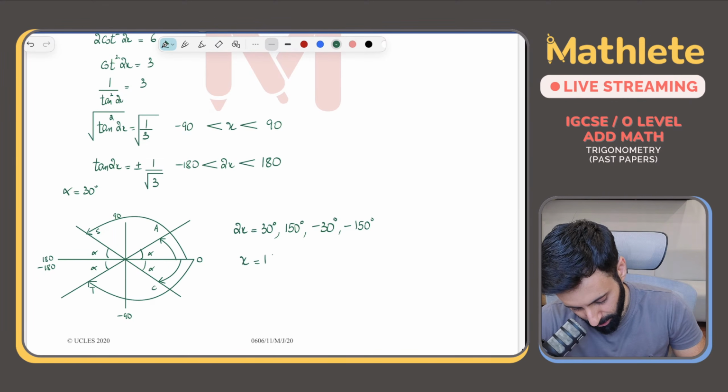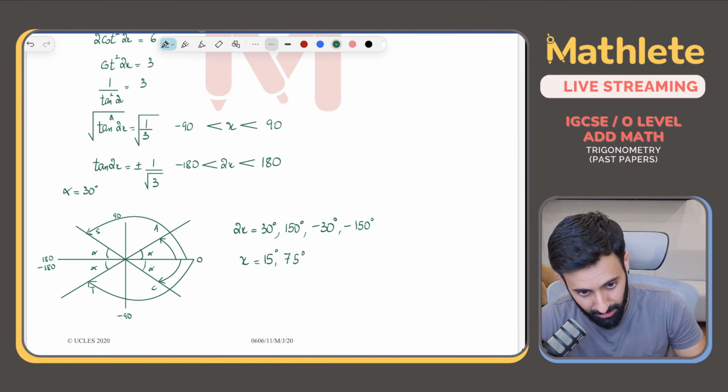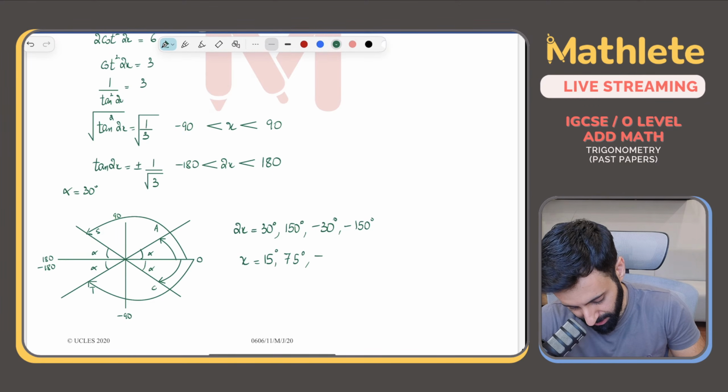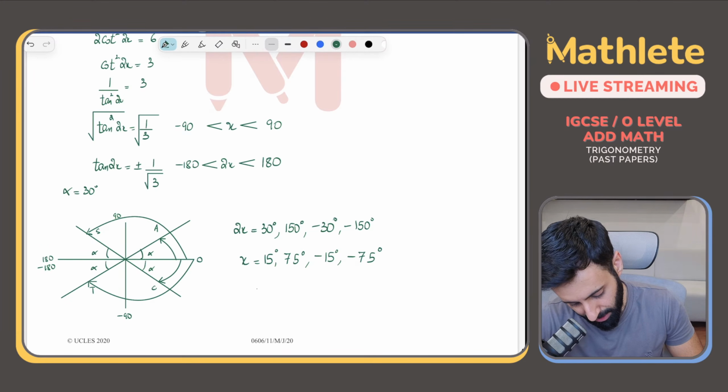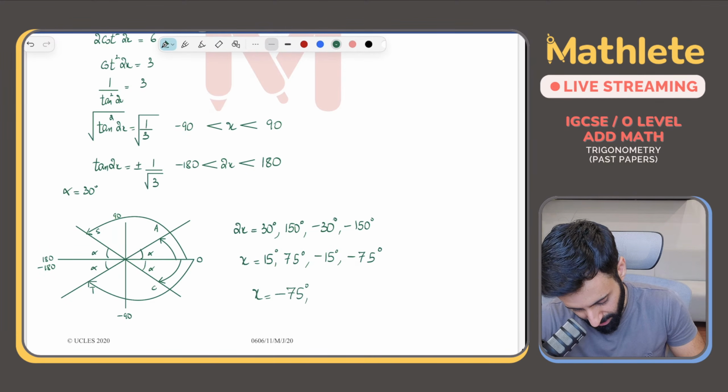So 30 divided by 2, what's that equal to? That's equal to 15. 150 divided by 2, what's that equal to? That's equal to 75. Minus 30 divided by 2, that's equal to minus 15. Minus 150 divided by 2, that's equal to minus 75. Now you can leave your answer like this. If you want, you can write it in ascending order. It looks nice that way. So in ascending order, that's minus 75, minus 15, then positive 15, and then positive 75. Okay, so positive 15 and 75.